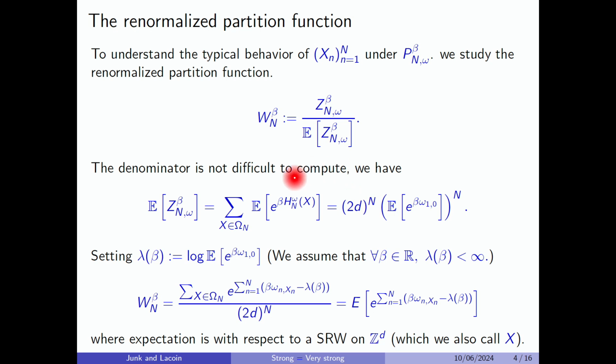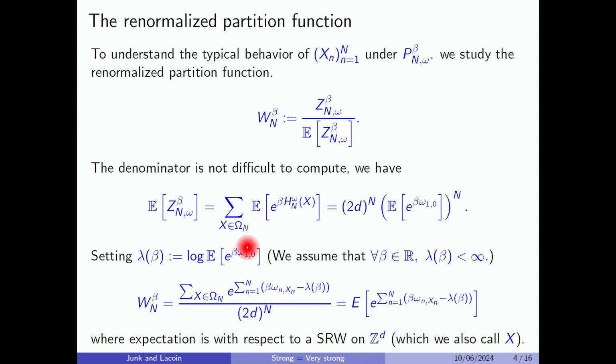To take care of the factor (2d)^n, you just put it in the denominator. And to take care of the Laplace transform, you define lambda of beta as the log Laplace transform, and you subtract it in the exponential. So you subtract n times lambda of beta.